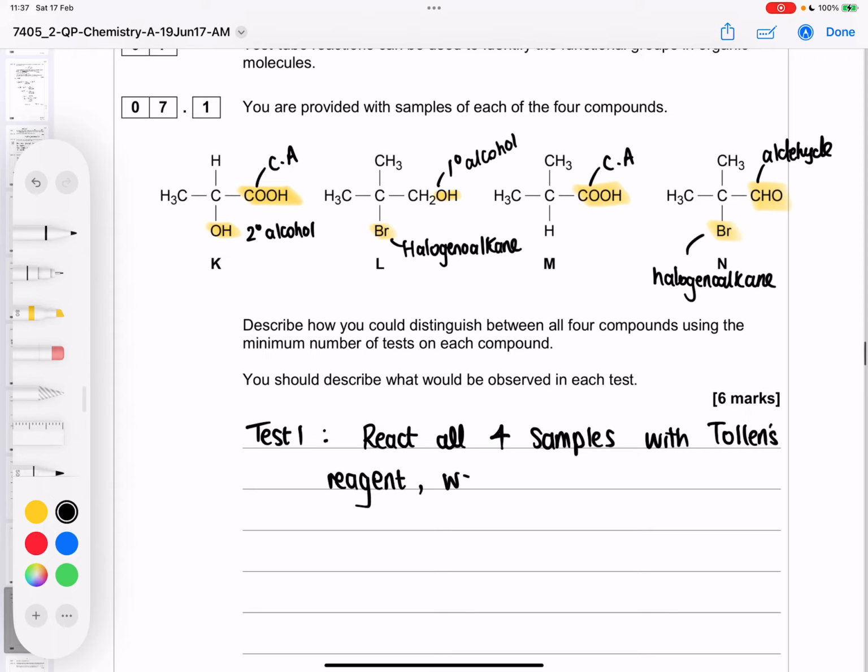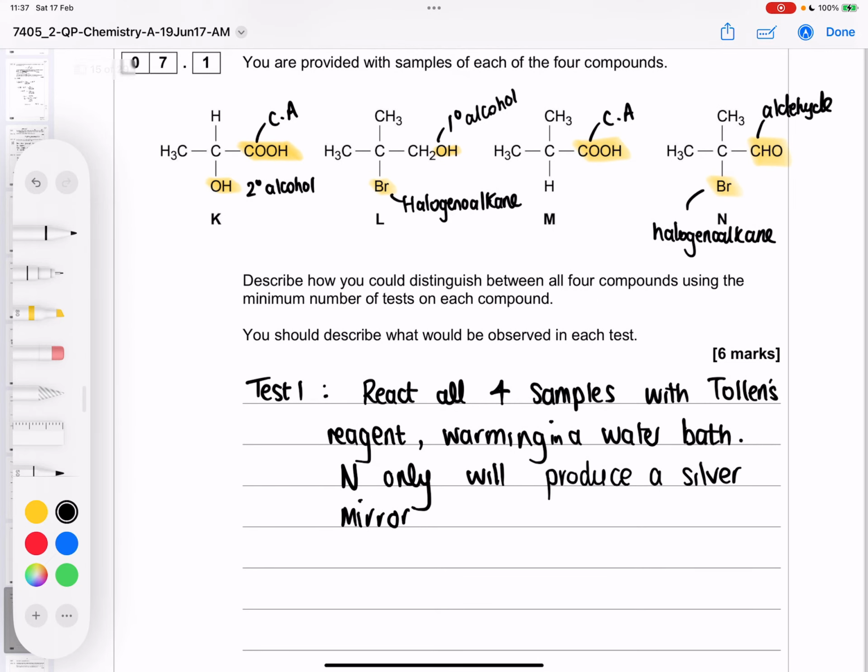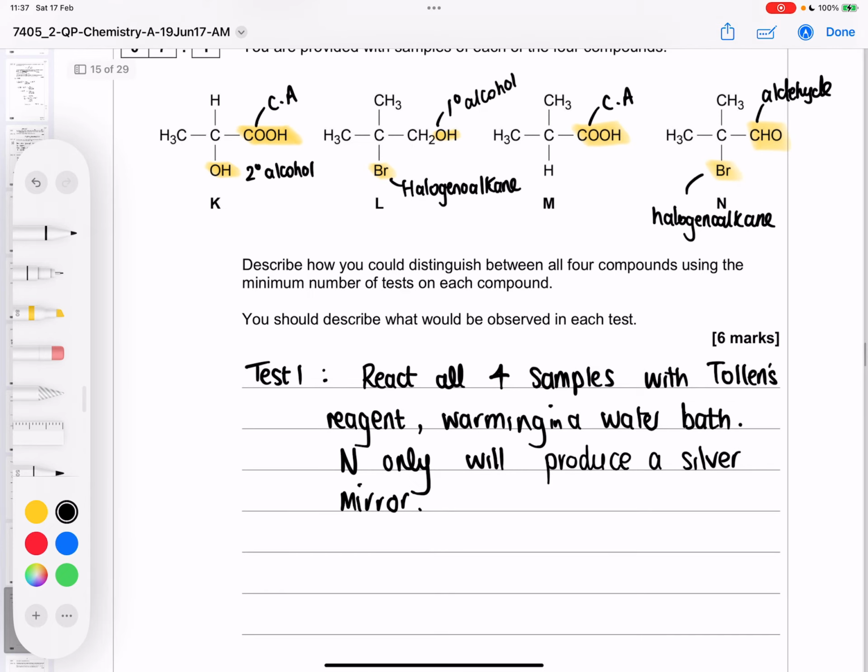And with Tollens and Fehlings, you do need to warm them in a water bath. N only will produce a silver mirror. So Tollens and Fehlings are a very specific aldehyde only test. They don't give the same observations with anything else. So I would get those out of the way first. Okay, so by doing that, I have now decided which one is N. I no longer need to test N.